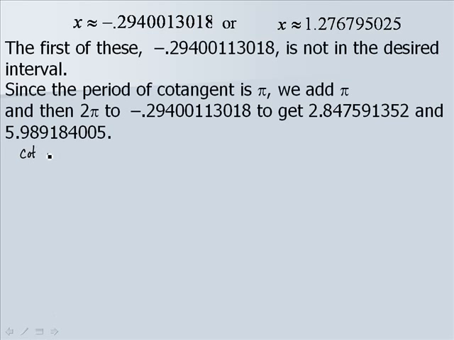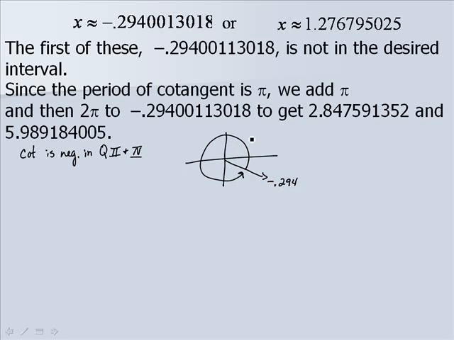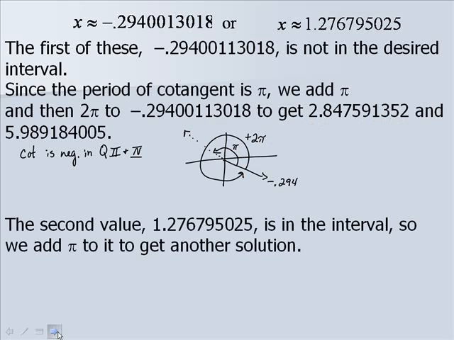We know that the cotangent is negative in quadrants 2 and 4. So we see that our value, negative 0.294, is in quadrant 4. So we add 2 pi to get our coterminal angle that's within our 0 to 2 pi interval. And then to get our value in quadrant 2, we'll need to add pi. So here we get our two answers.